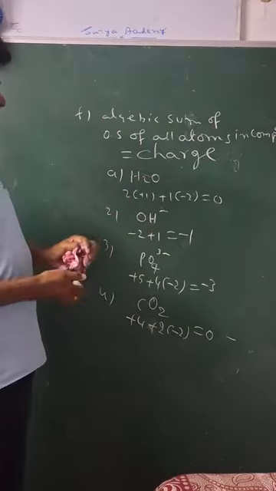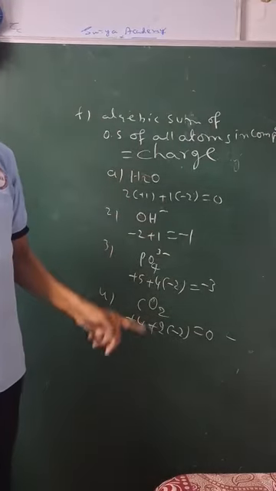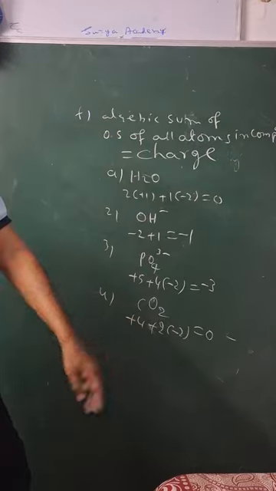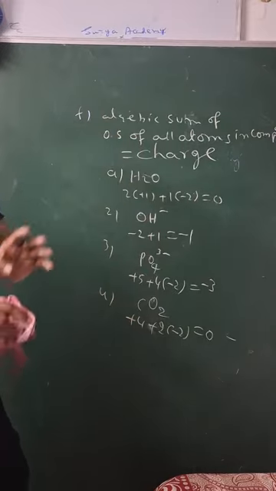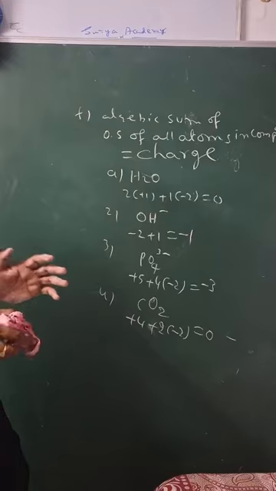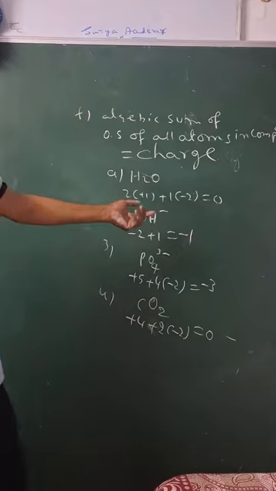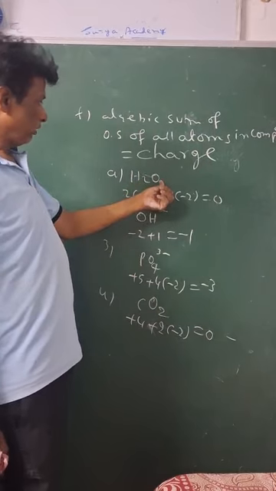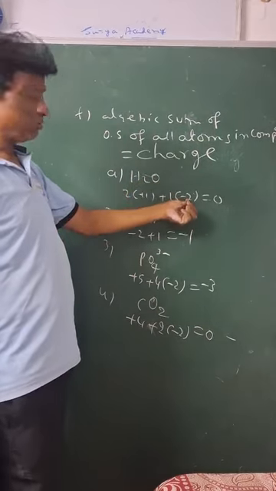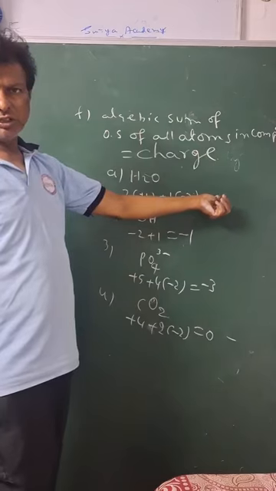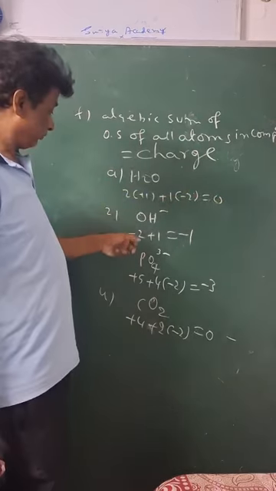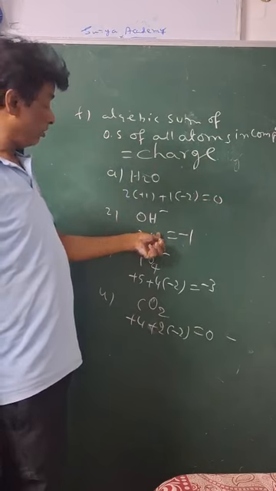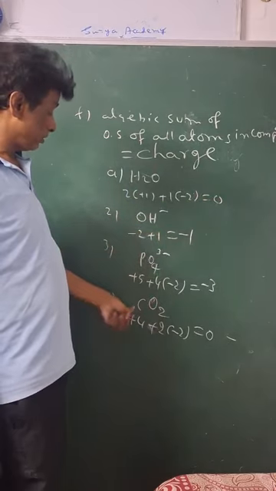Add all oxidation numbers, and you will get the charge. How many hydrogens? 2 hydrogens, 2 into plus 1. How many oxygens? 1, 1 into minus 2. What is the net charge? It is 0. In OH, oxygen is minus 2, hydrogen is plus 1, so the net is equal to minus 1.